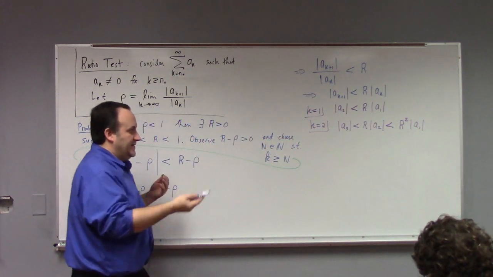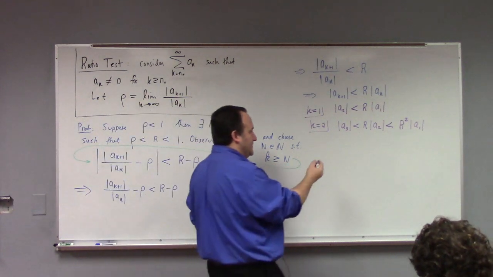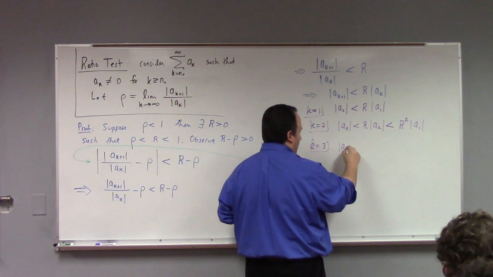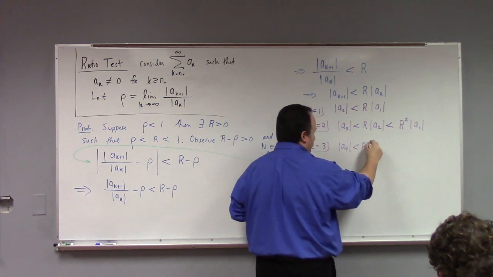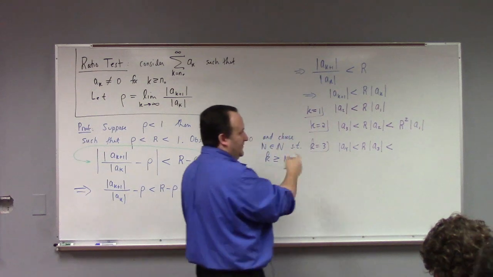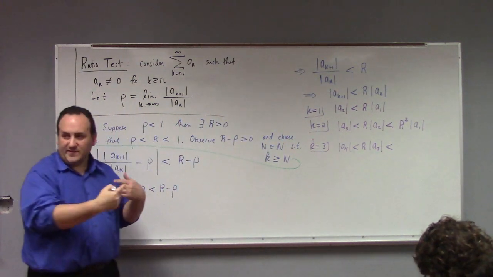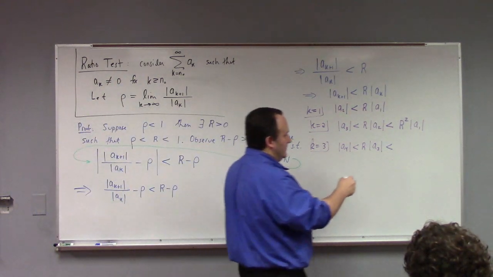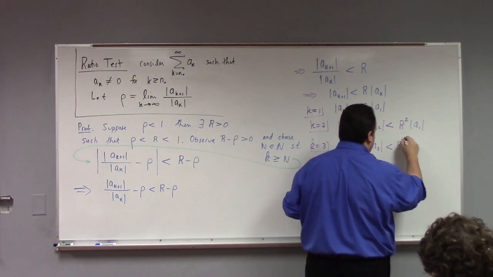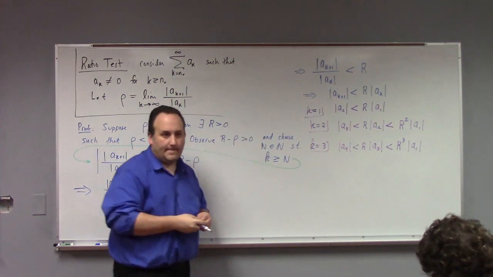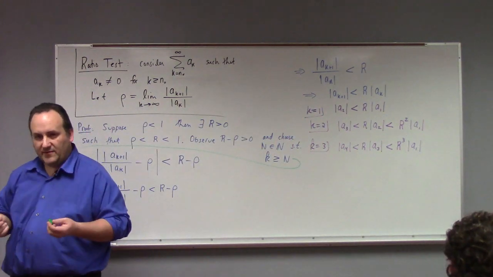All right, maybe there's going to be a pattern we're going to find here. What happens with k equals 3? Absolute value of a4 less than r times the absolute value of a3, right? But we just learned that the absolute value of a3 is less than r squared times the absolute value of a1. So fold that in. What do you got? You got r cubed times the absolute value of a1. Can you see the pattern?